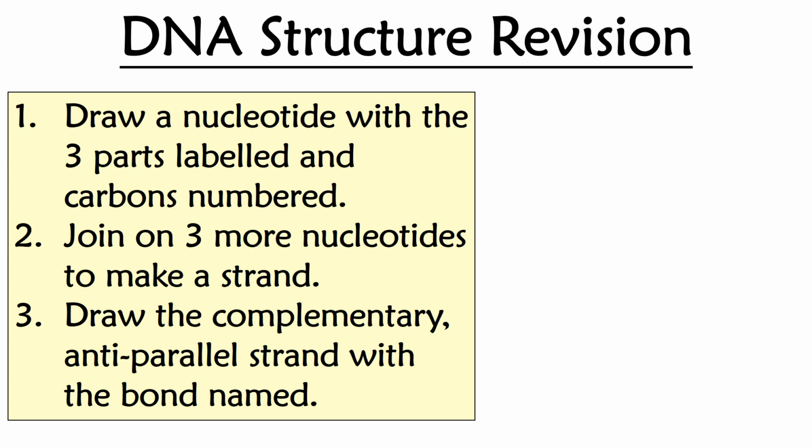Number 1, draw a nucleotide with the 3 parts labelled and carbons numbered. Join on 3 more nucleotides to make a strand, and then draw the complementary antiparallel strand with the bond named. So press pause and then I will show you what it should look like.